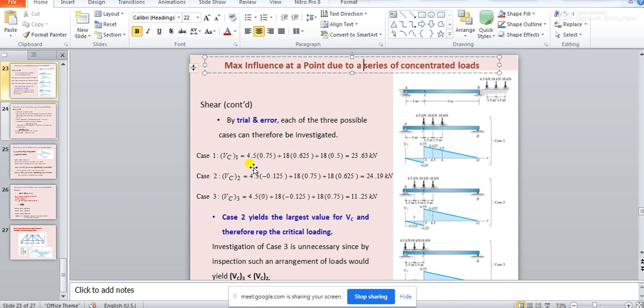Using similar triangles only. So if you want to calculate the ordinate using similar triangles at every step, the numerical effort will be too much. However, using this method, you can step by step go and find out the maximum influence at a particular point because of a series of concentrated loads.